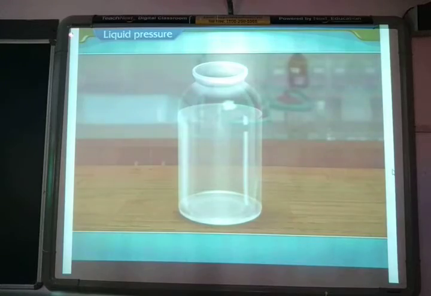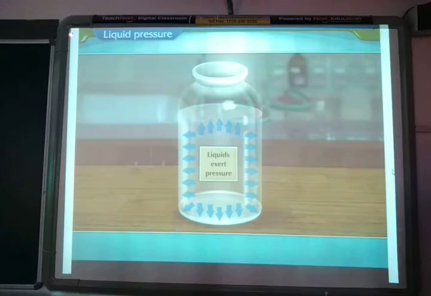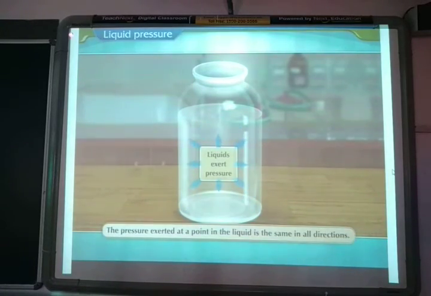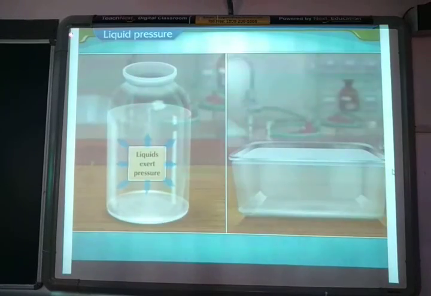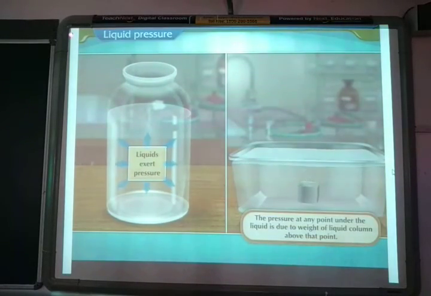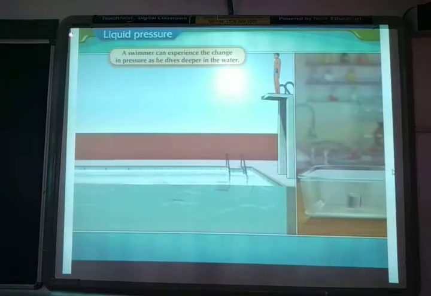Like gases, liquids also exert pressure. Liquids exert pressure on bodies immersed in it. At a point in the liquid, the pressure is the same in all directions. The pressure at any point under the liquid is due to the weight of the liquid column above that point. A swimmer can experience the change in pressure as he dives deeper in the water.